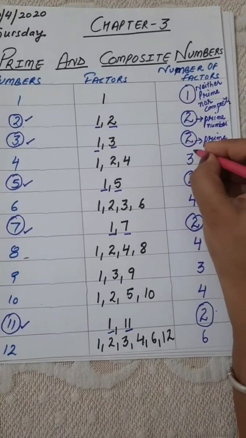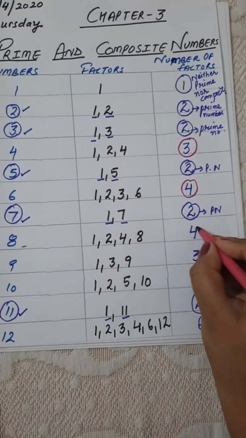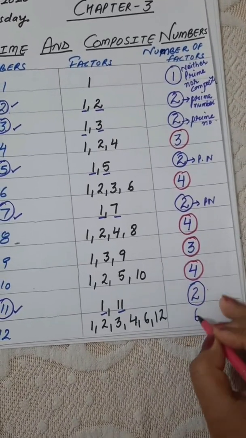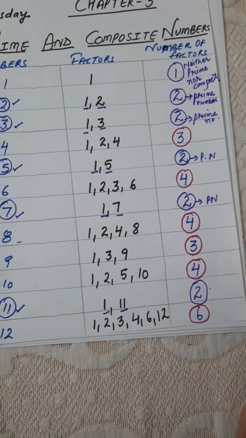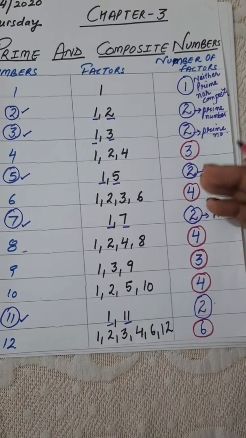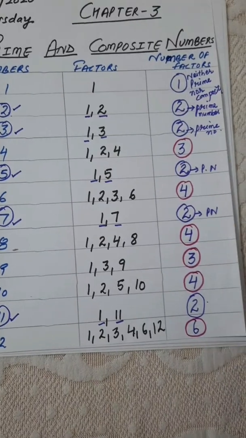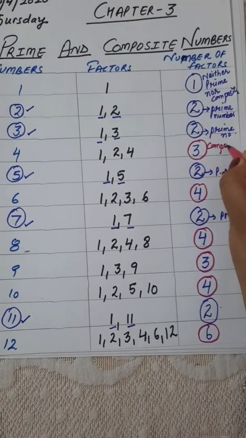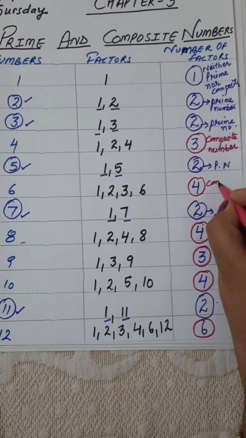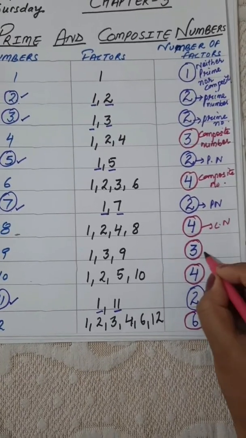Then we have 3 factors of 4. Then we have 4 factors, then 3 factors, then 4 factors, then 6 factors. If I observe this pattern, the numbers with 3 or more factors are called composite numbers. These are called composite numbers. So composite numbers.